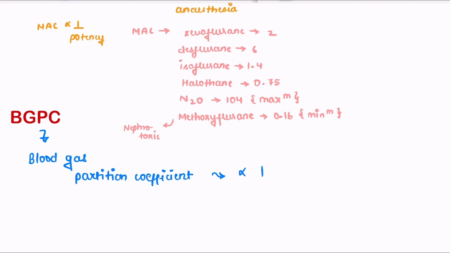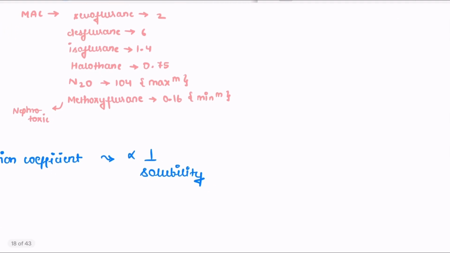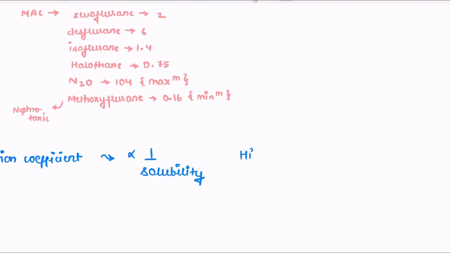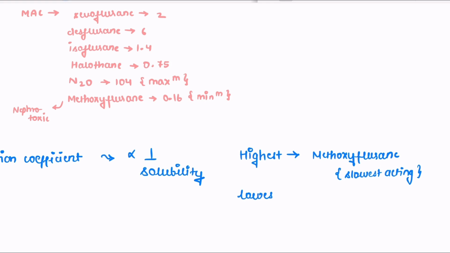It is inversely proportional to solubility of a drug. The highest BGPC is of methoxyflurane. Therefore, it is slowest acting. The lowest blood gas partition coefficient is of xenon. If xenon is not in the option, mark desflurane.